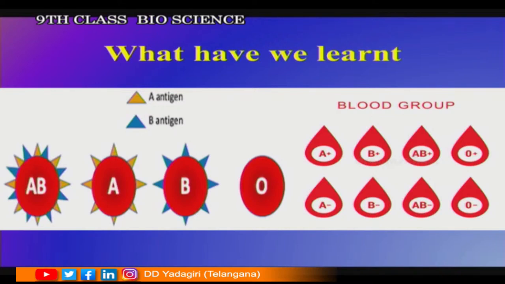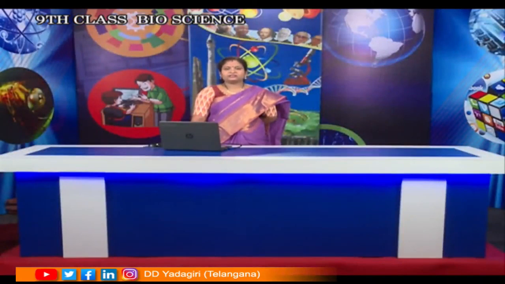Like this we have studied about different types of blood groups, and we have studied who should donate the blood to whom and who should receive the blood from whom. The universal recipient is the blood group AB. Universal donor, blood group O. Universal recipient means they can receive the blood from any type of person with any blood group. Universal donor means they can donate the blood to any person with any blood group.